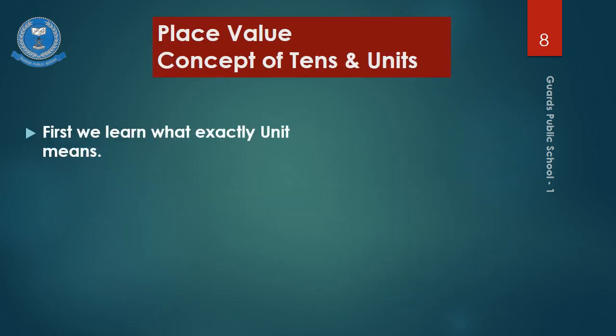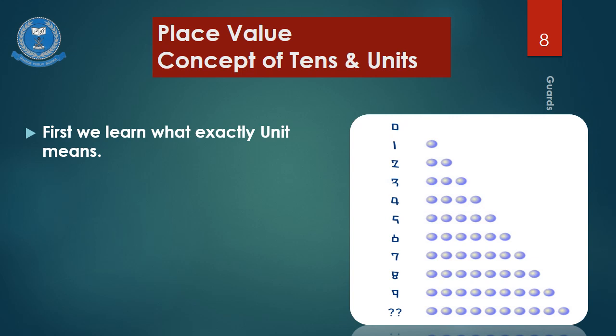First we learn what exactly a unit means. Here you can see an example. There are 9 balls. Can you count them? Every digit is shown by balls. Come on, let's count. Can you see a number 0? Is there any ball? No, because 0 has no value when it is alone.